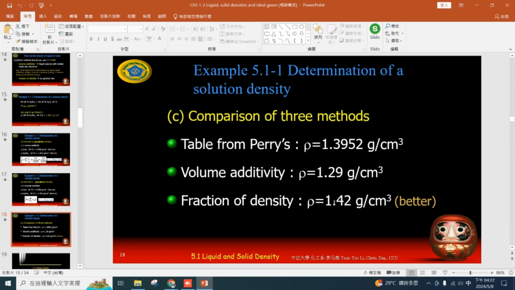Okay. So as we know, 1.3952 is closer to the true answer. So as you can see from this mixture, the fraction of density is closer to the correct answer. Okay. So what is this telling you? This method is more appropriate for that mixture. Okay.